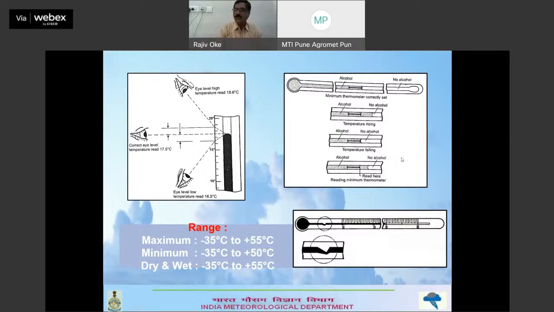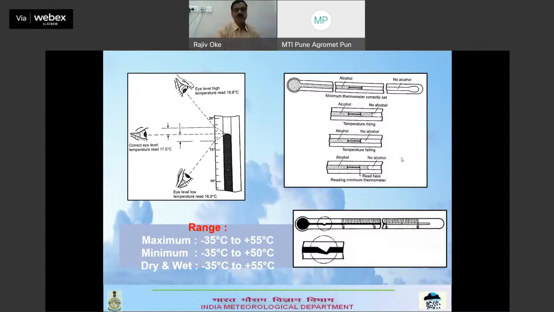One more thing for these temperatures: the maximum, minimum, dry bulb and wet bulb thermometer readings are all noted at every 3 hourly observation. Out of these, a full time running observatory has 8 observations, 24 hours divided by 3. Out of that, 3 GMT and 12 GMT: 3 GMT means local time is 8:30 hours. In India, we add plus 5:30 hours to GMT, Kolkata or Delhi time.